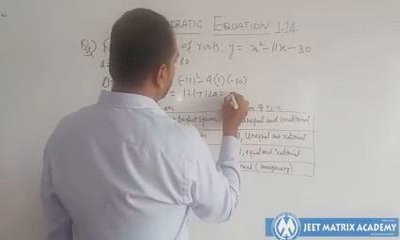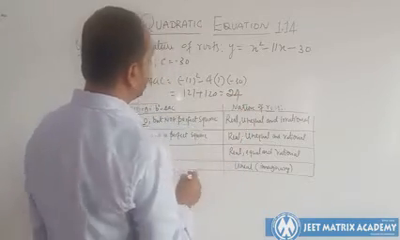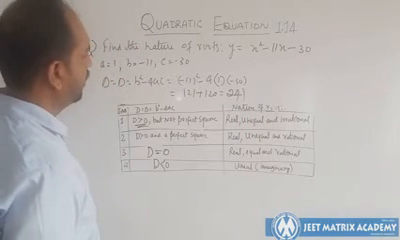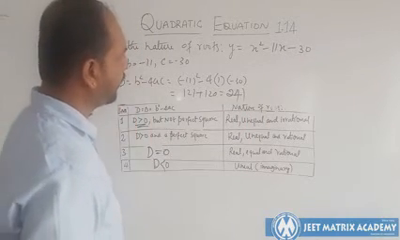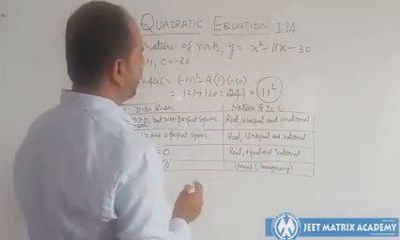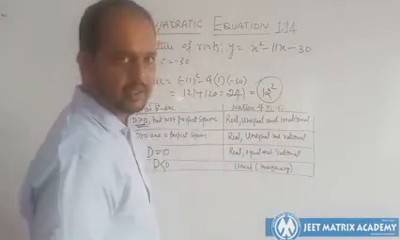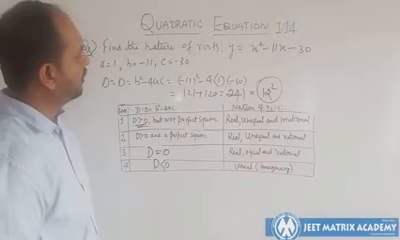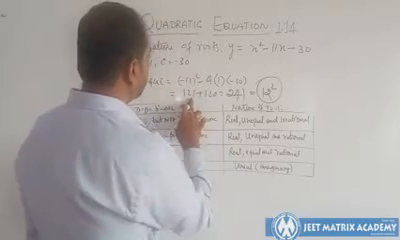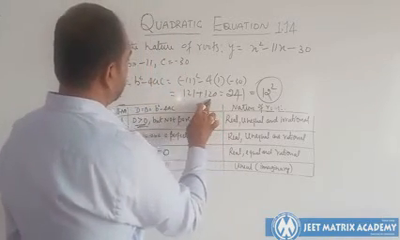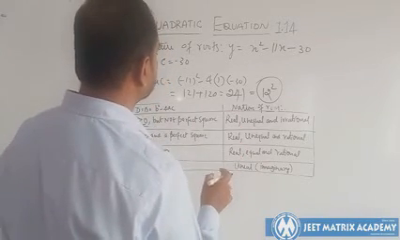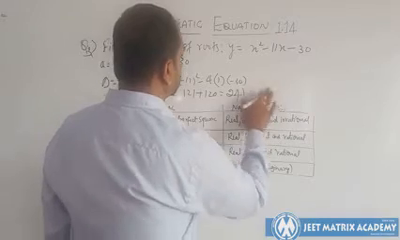So it is 241. Yeah, 240, so 241. 121 is 11 square, right? It is a perfect square. But 241, it is not a perfect square.